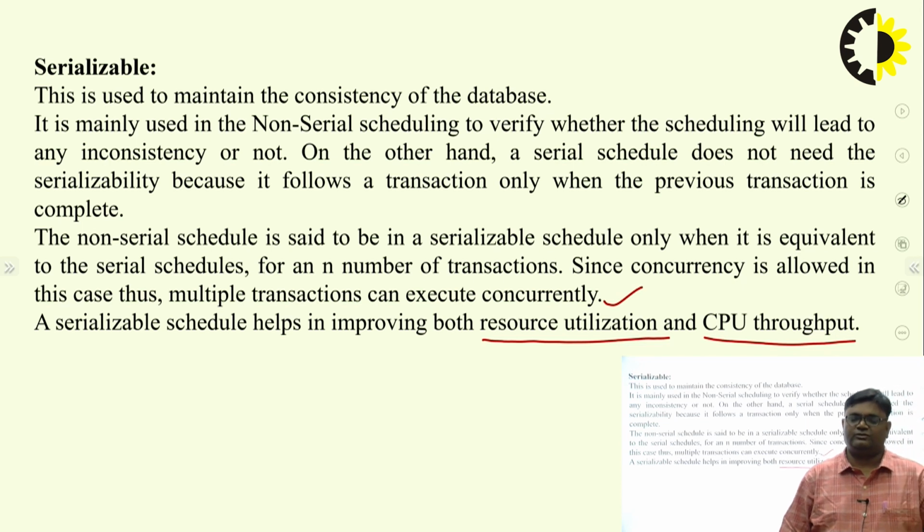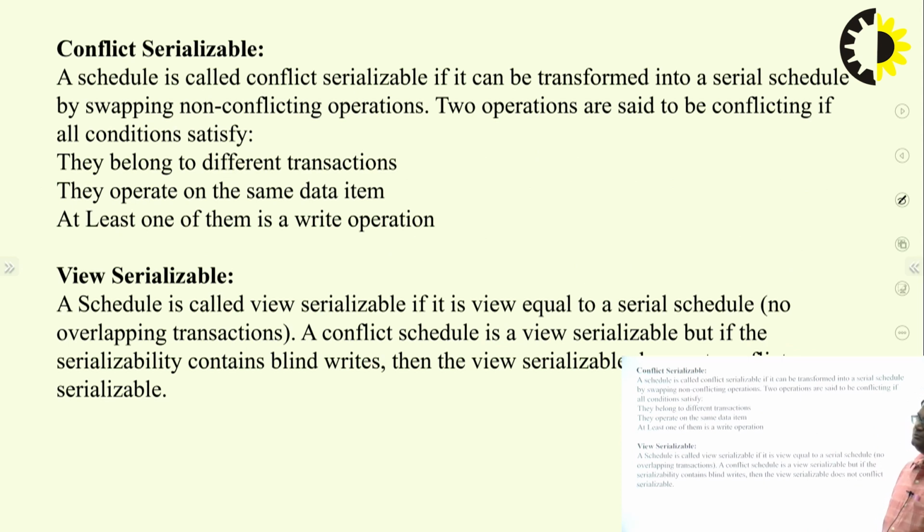So, utilization of the resource will be increased. We have two main types of serializability check: conflict serializable and view serializable. A schedule is called conflict serializable if it can be transformed into a serial schedule by swapping some non-conflicting operations.